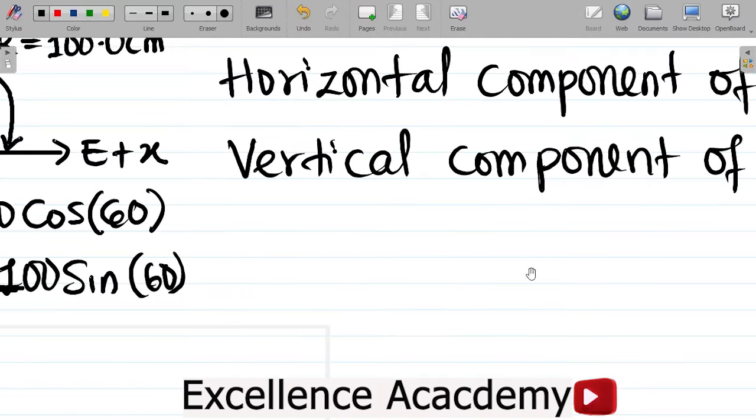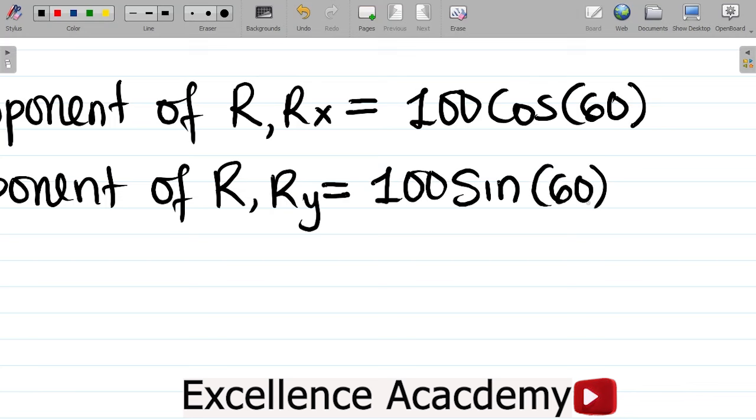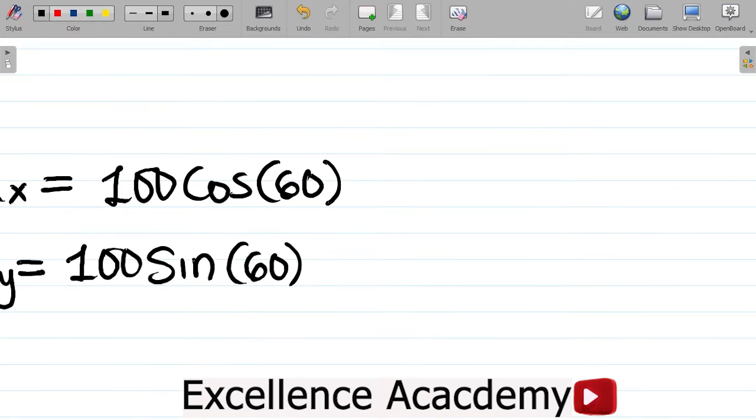I've explained why this is cos 60 and sine 60 in our previous class on vectors. Please make sure you check it out. I'll leave a link in the video description. So the vertical component of the resultant, Ry, becomes 100 sine 60. I'll get a calculator to punch this real quick.